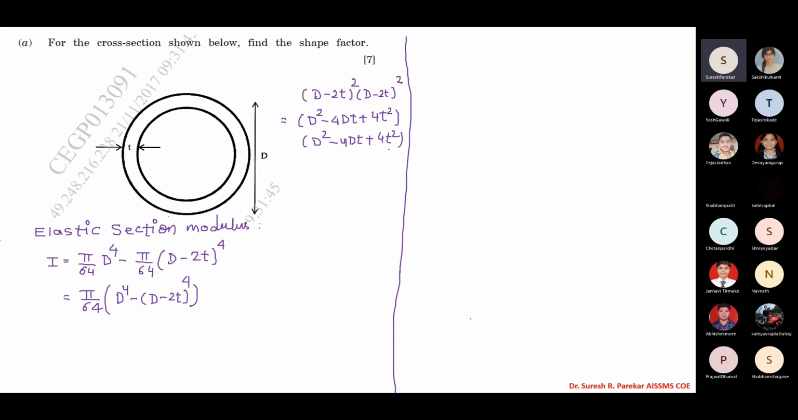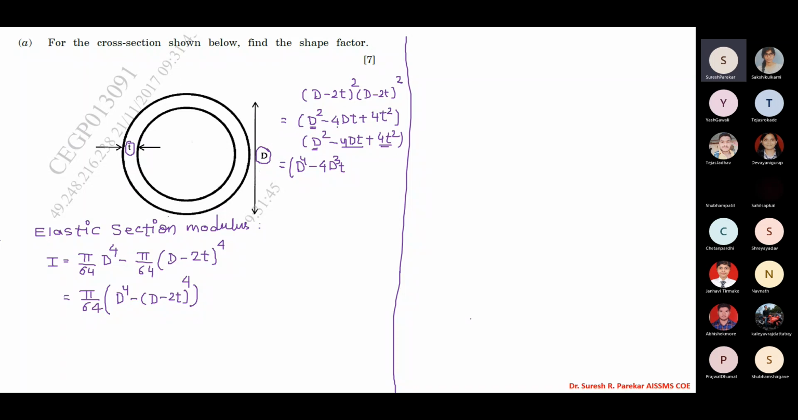Now we have to consider only the terms which include only t. If any term includes t square, we are going to neglect it because t is very small compared with d, and t square becomes very small compared with d and therefore is neglected. So we multiply d square with d square. So we have d4, then d square with 4dt. So we have minus 4d cube t. Now d square into 4t square I will not consider because the term is with t square, so neglected.